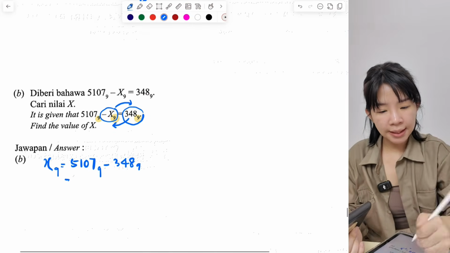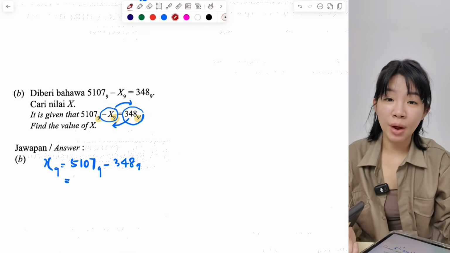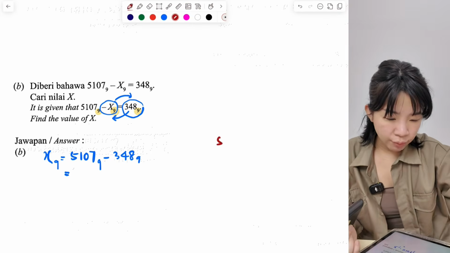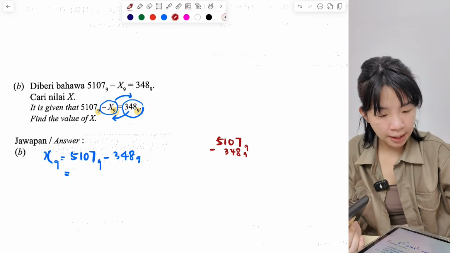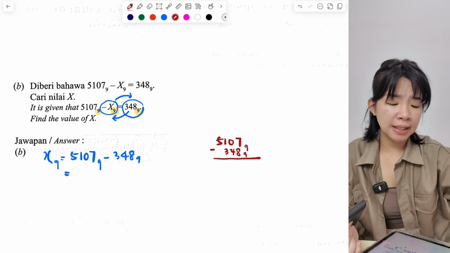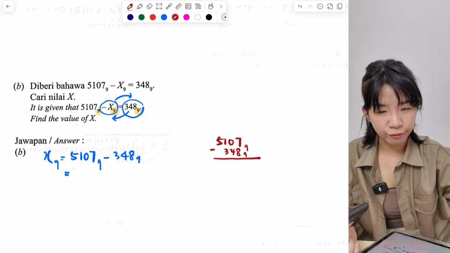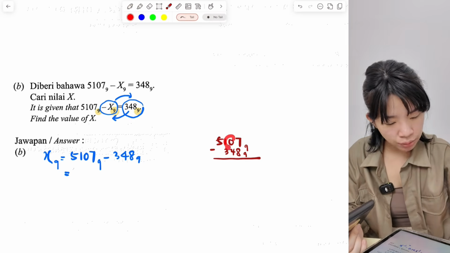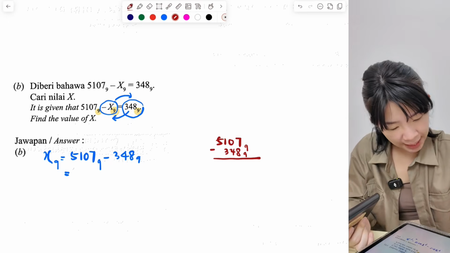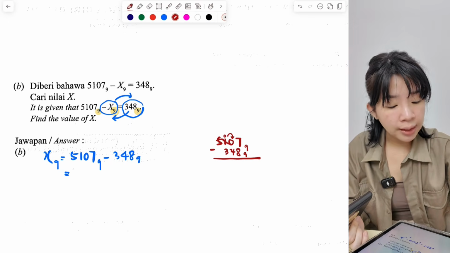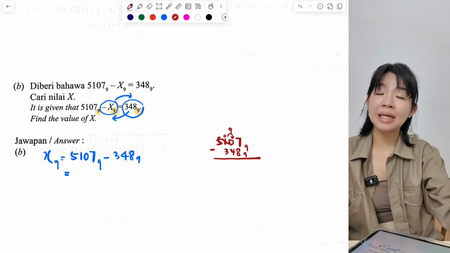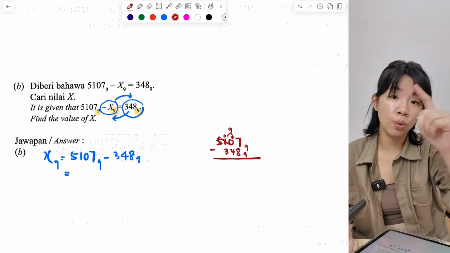Alright, to subtract in base 9, you can't press the calculator. We have to do it manually. So 5107 base 9 minus 348 base 9. Okay, 7 minus 8 is not enough to minus, so we need to pinjam from a friend. The other side, 0, not enough, so we pinjam from another friend. Okay, 1. So 1 becomes 0. Once you bring 1 over, we get 9 because it is asas 9. Okay, it's base 9, so if you take 1, you get 9.